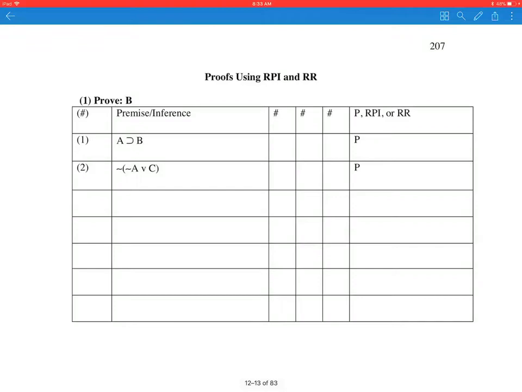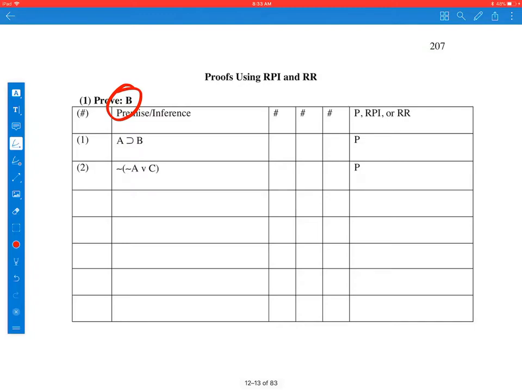Today we're doing more proofs. Now we're using the rules of proper inference and the rules of replacement. Okay, start off easy and get harder as we go.